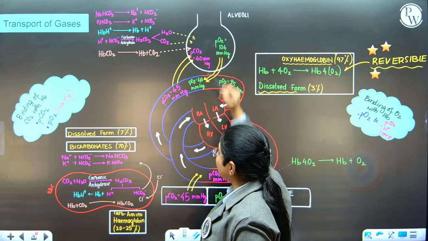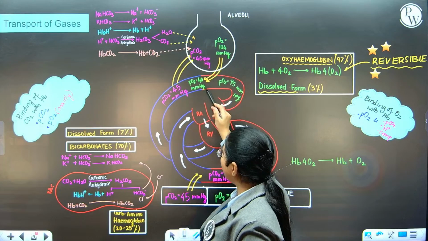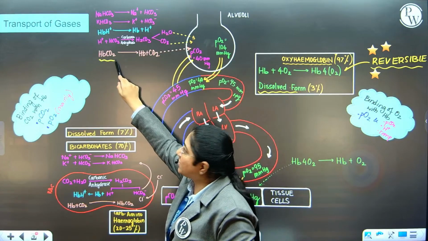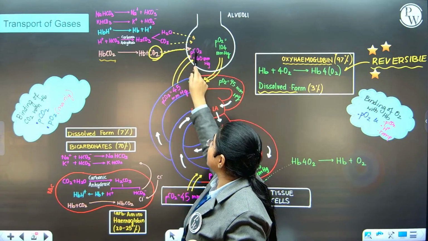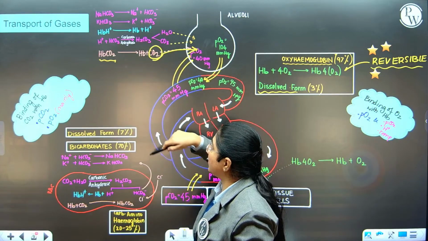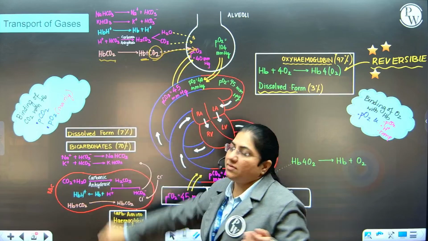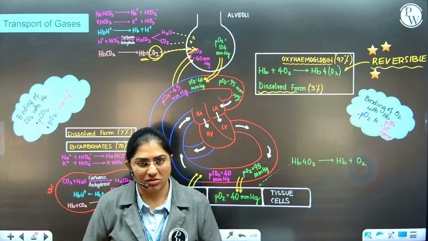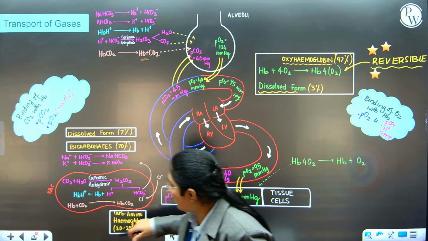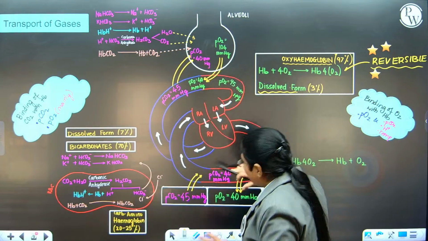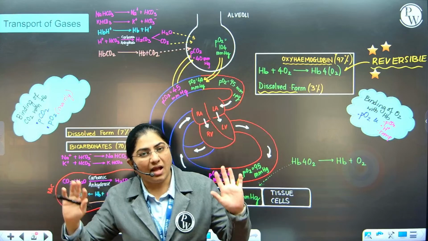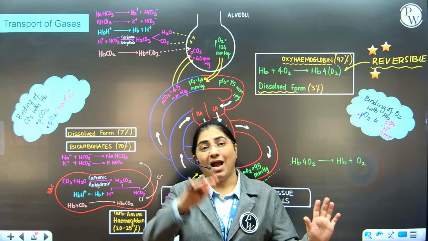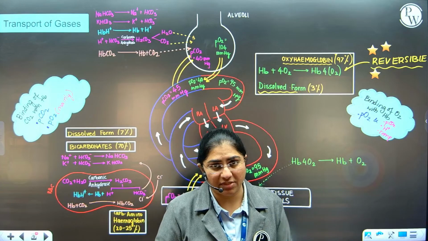More oxygen entering and diffusing inside from the alveoli into the blood will also dissociate carbaminohemoglobin, releasing carbon dioxide, which is exhaled out and put into the alveolar air, and hemoglobin is again free to bind with oxygen. So this is how oxygen is transported. This is how carbon dioxide is transported. I hope this is absolutely clear how the transport takes place.